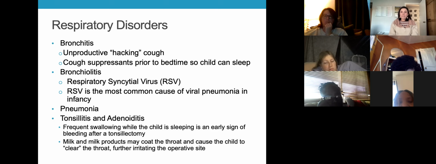The child will be listless. They'll have a poor appetite. And if they have only one side that's affected with the pneumonia, they tend to lay on that affected side. So we're going to confirm it with a chest x-ray. You might also see elevated white blood cells. And then we might need to do cultures to figure out what our causative agent is.